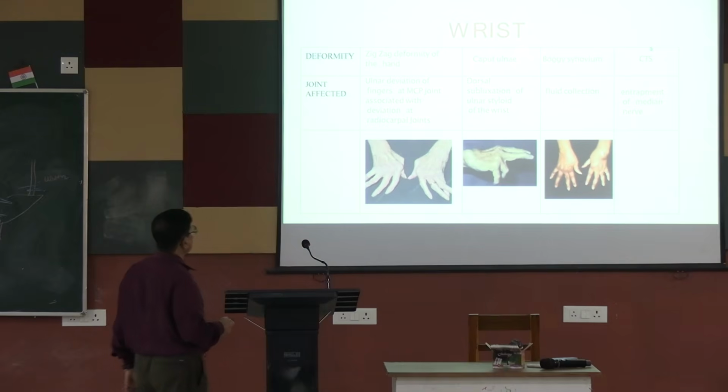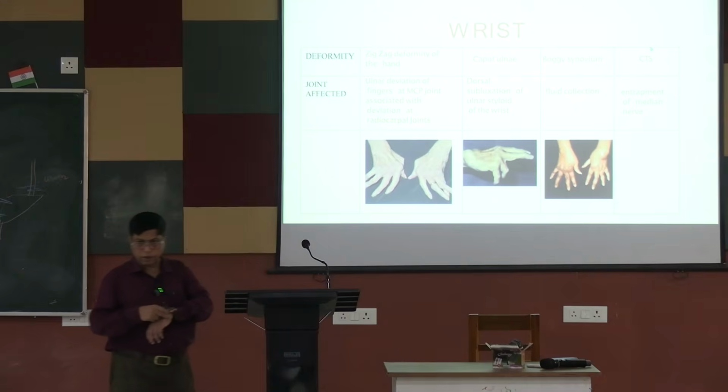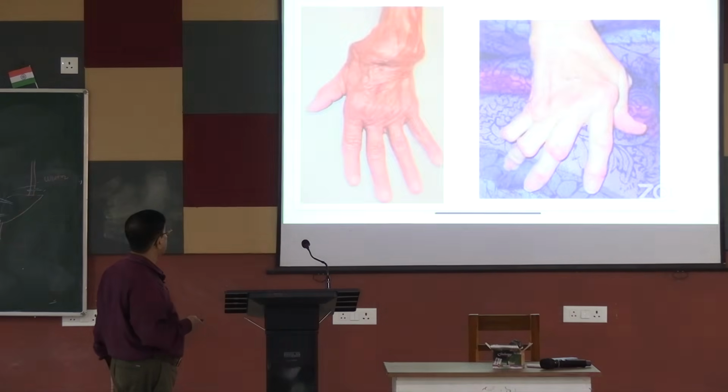This is a caput ulnari. There is a swelling on the ulnar side. This is called caput ulnari, and there is a boggy synovium. The synovium is enlarged and thickened. You can feel it with your finger from the outside. And lastly there is CTS, or carpal tunnel syndrome. These are the deformities. I have already told you that deviations cause this type of deformity in the wrist.